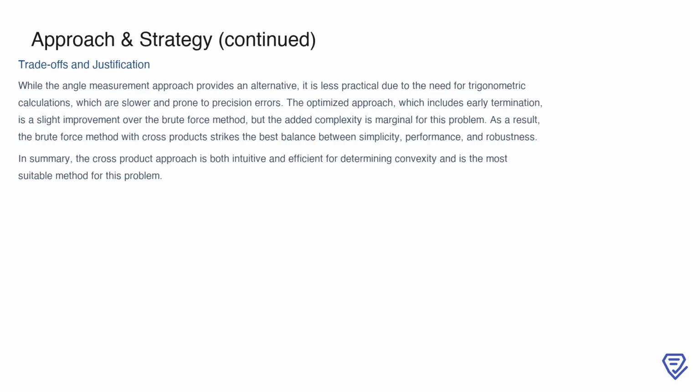The angle measurement approach, for example, is hindered by the computational expense and potential precision errors of trigonometric calculations. The optimized brute force method improves efficiency slightly by terminating early but adds implementation complexity without a significant overall benefit. The brute force method with cross-products strikes the best balance, combining simplicity, performance, and robustness. In summary, it is the most intuitive and efficient choice for determining polygon convexity, and its reliability makes it the preferred approach for this problem.